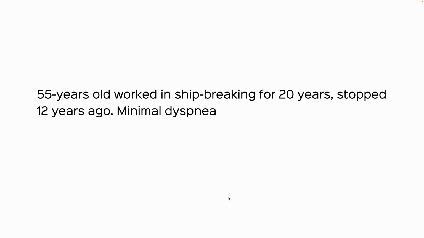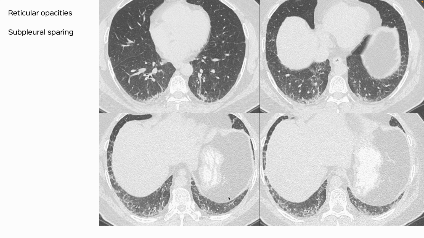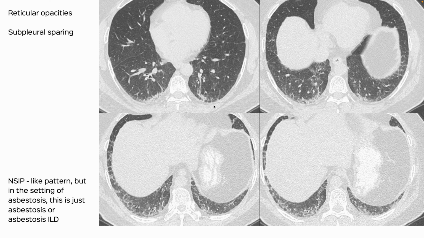So, this is a 55-year-old who worked in shipbreaking for 20 years but stopped 12 years ago. Minimal dyspnea and came for a scan yesterday, and you can see these reticular opacities, a little bit of subpleural sparing. When you look at something like this, you might say, okay, this is perhaps an NSIP-like pattern, but with asbestosis, you just say it's an asbestos ILD, early, mild, and then leave it at that.